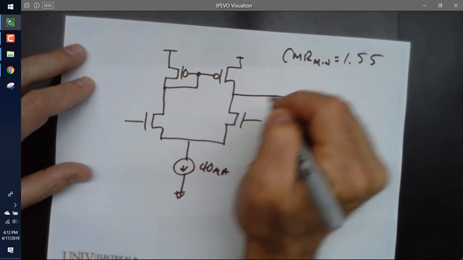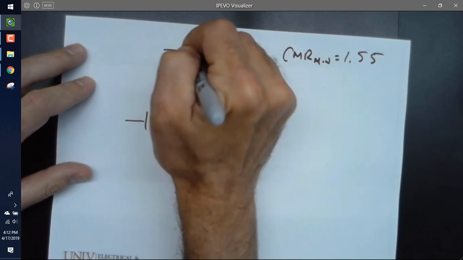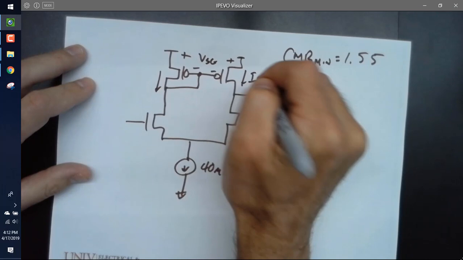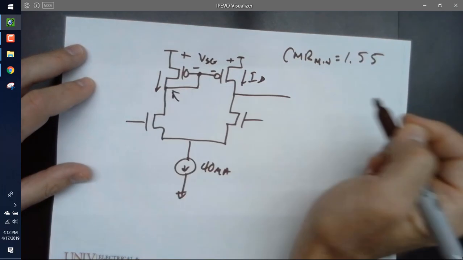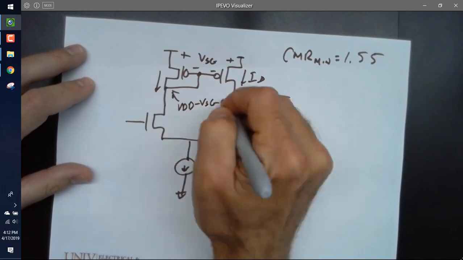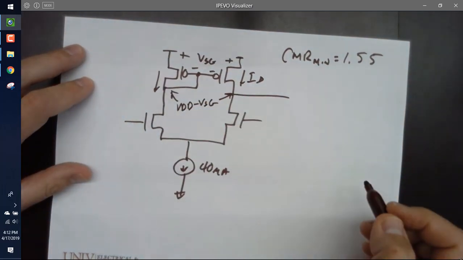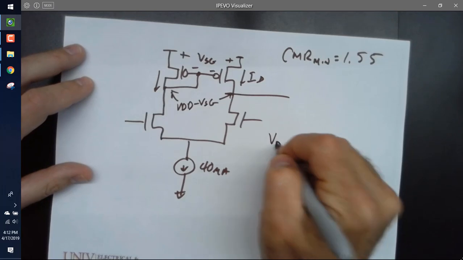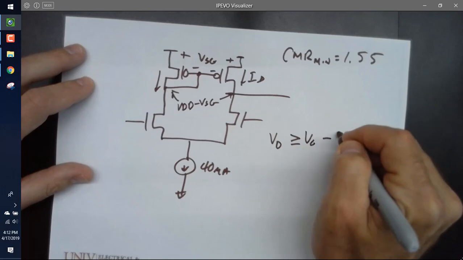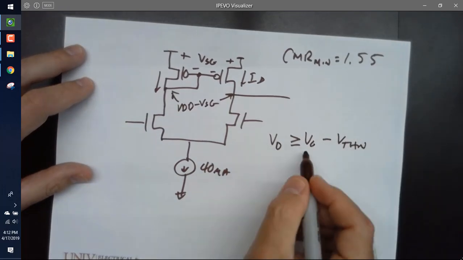Okay, and then, these have the same source to gate voltage. They're physically tied together. Same DC drain currents. So this voltage is what? It'll be the same as that one. So then I write VDS has to be greater than or equal to VGS minus the threshold voltage, or VD has to be greater than VG, where I didn't show the VS.